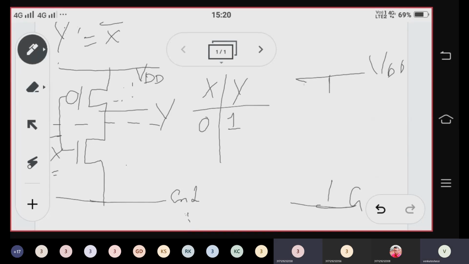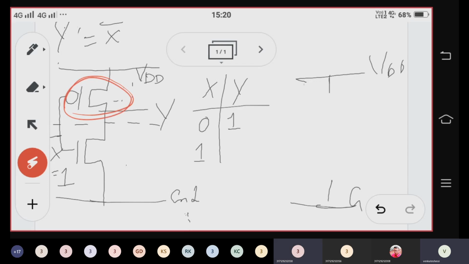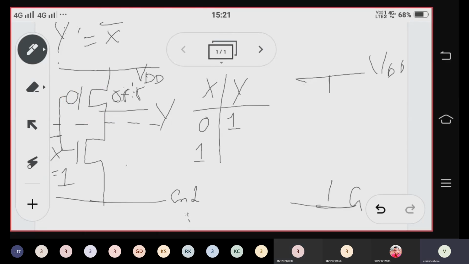Now I am giving x equal to 1. My second case is x equal to 1. So if x equal to 1, now 1 is connected to the PMOS transistor. Is the PMOS transistor in off condition or on condition? Off, sir. Yes, the PMOS transistor is in off condition. 1 is connected to the NMOS, which means the NMOS transistor is in on condition. Yes, the NMOS transistor is in on condition.